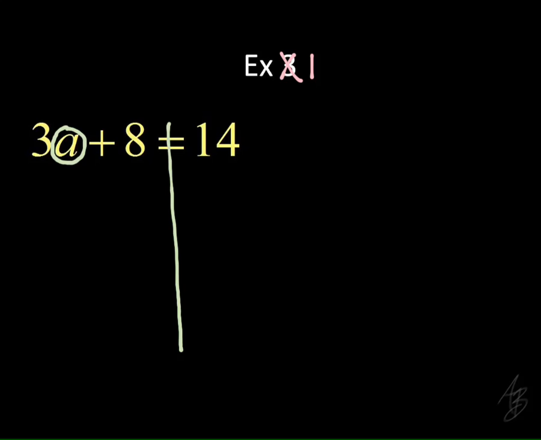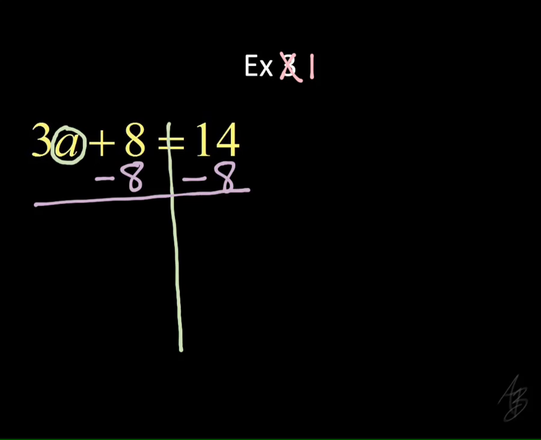I agree. We do need to get rid of the 8 first. So how do we get rid of that 8? Subtract it. Just like the other equations we've been solving, we're going to do the opposite. So the opposite of plus 8 is minus 8. Now, if I do it on the left side of the green line, I have to do the same thing on the right.